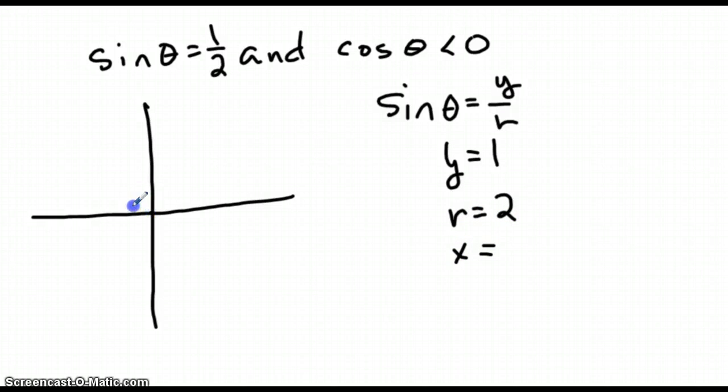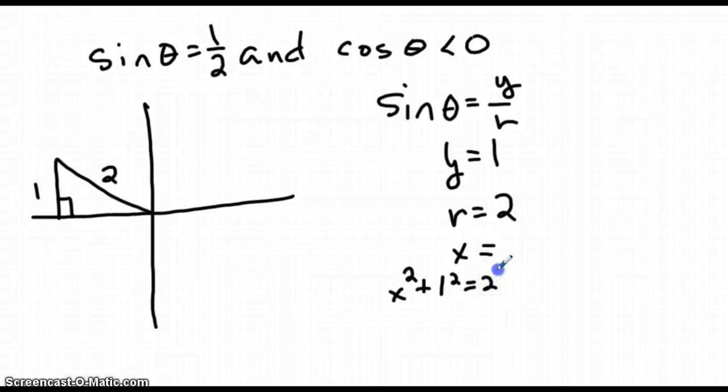Well, we know this. We're going to make a reference triangle over here. Y value is 1. Our radius is 2. Using Pythagorean theorem, we can calculate what this value x is. So x squared plus 1 squared equals 2 squared. X squared plus 1 equals 4. X equals, subtract 1, so it would be 3, so it would be plus or minus root 3. Now because we're in the negative x-axis, we have to use the negative value of root 3.